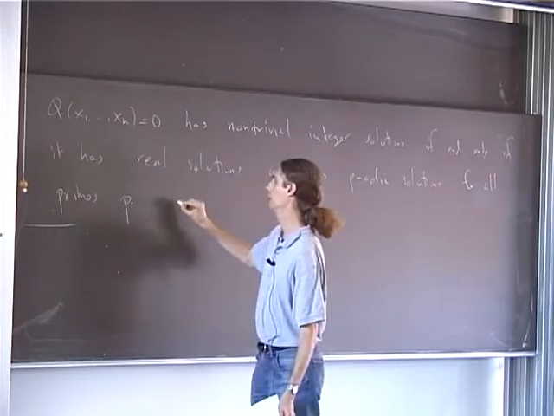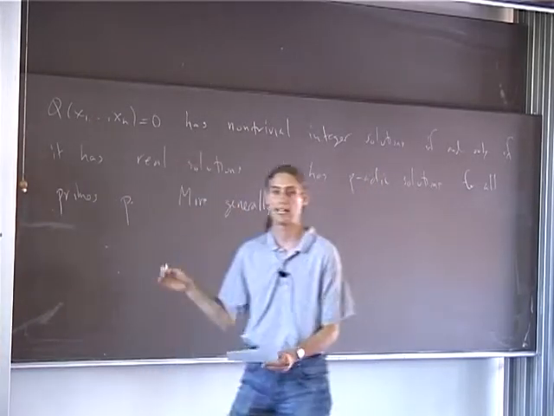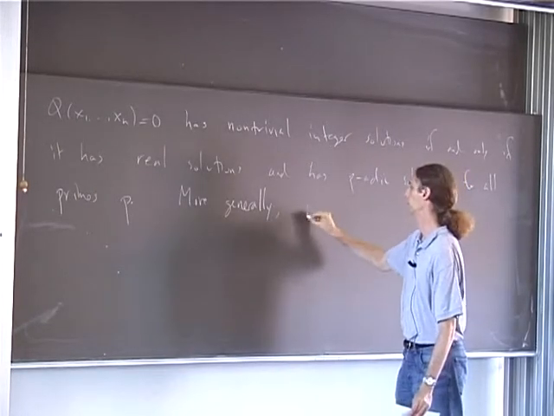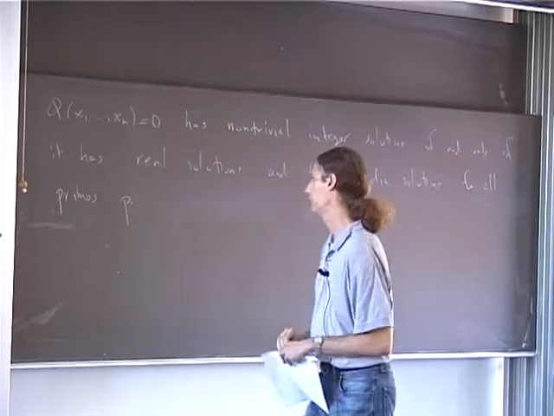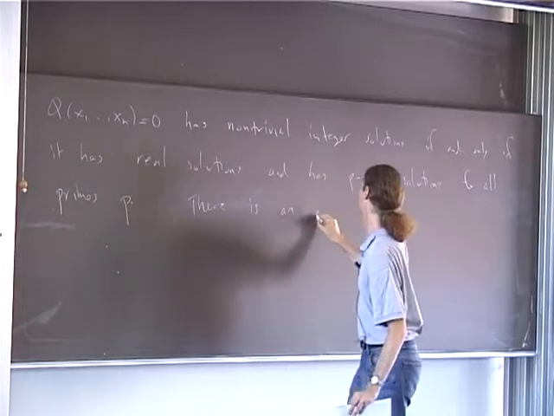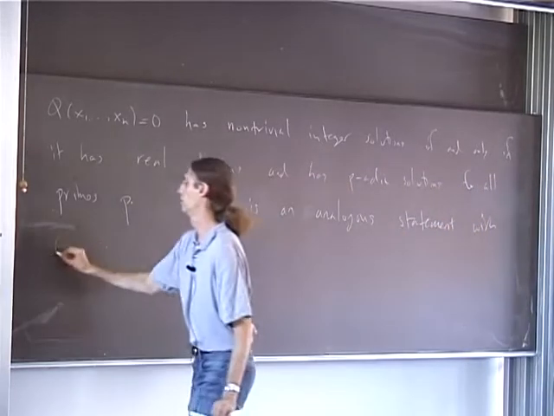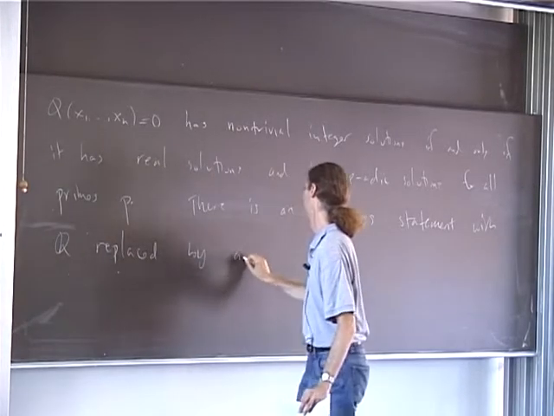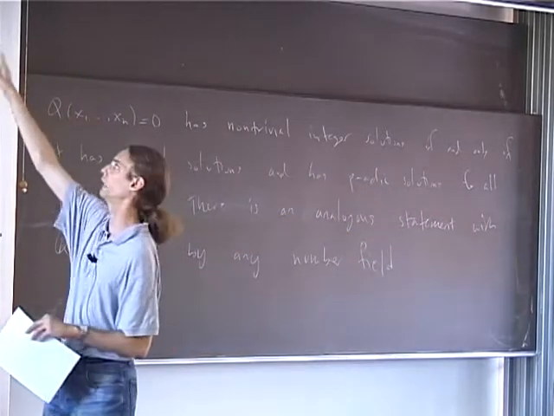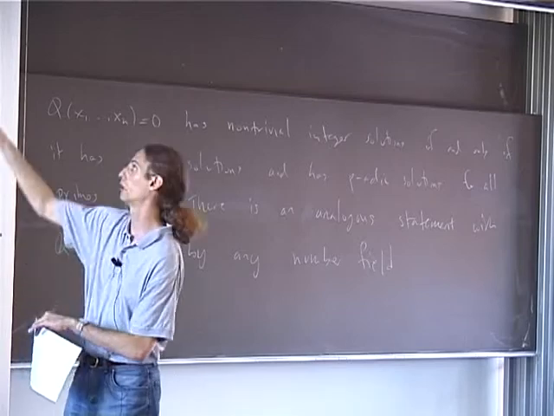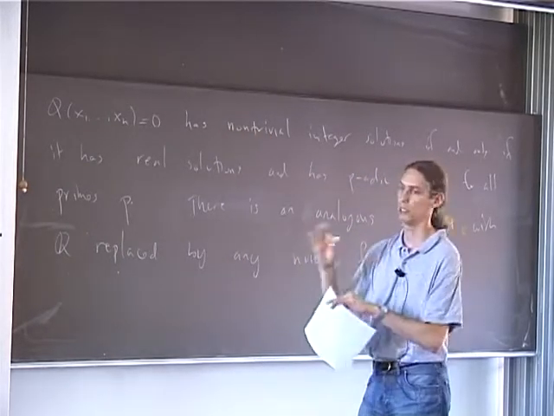so more generally, we can work with any number field. So there is an analogous statement with Q replaced by any number field. So, of course, I could have just as well said we seek rational solutions because you can multiply by common denominators and get an integer solution from a rational solution. So, for homogeneous polynomials, integer versus rational makes no difference.